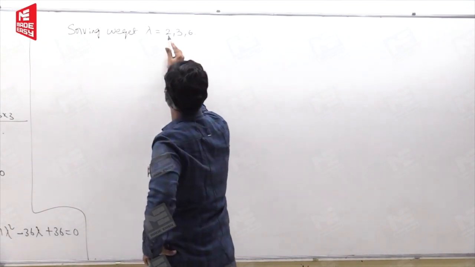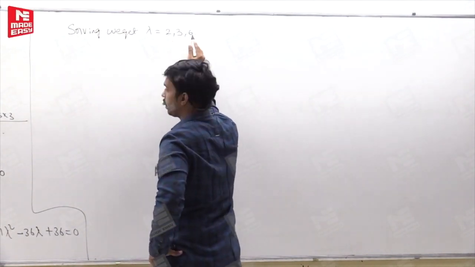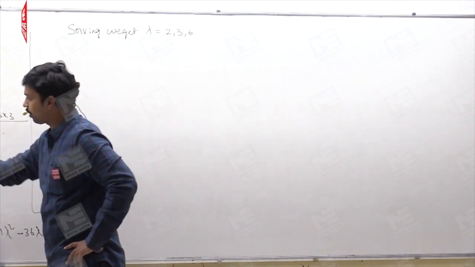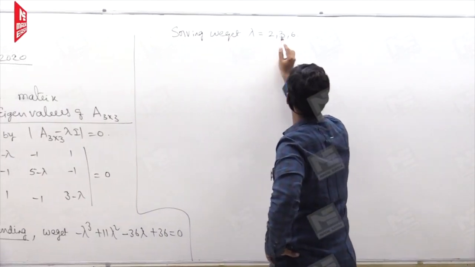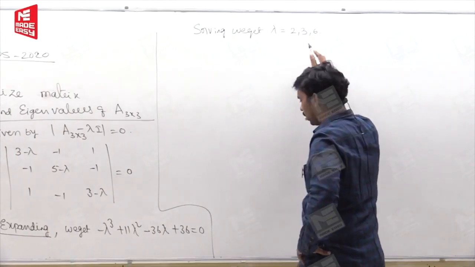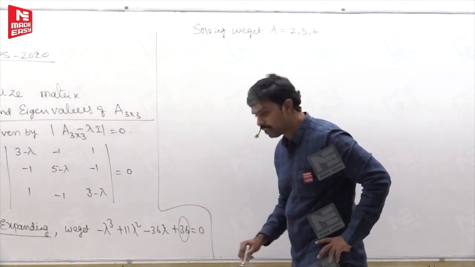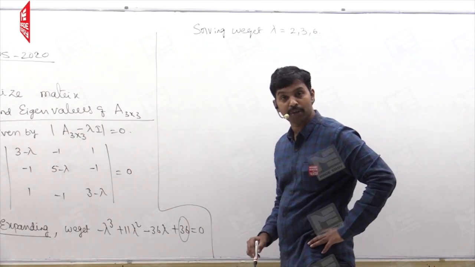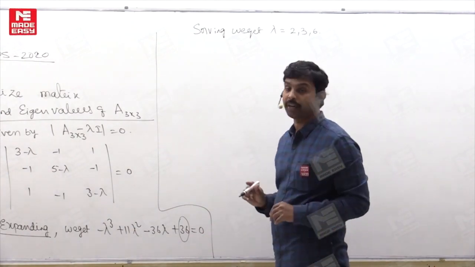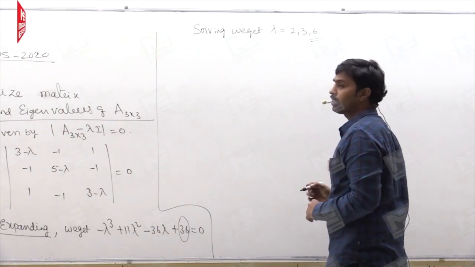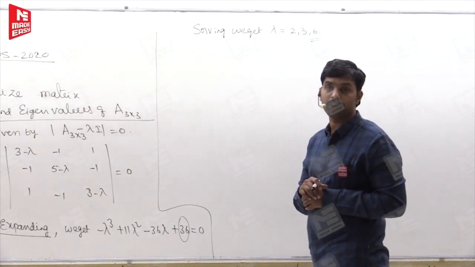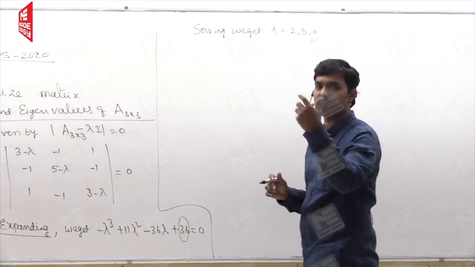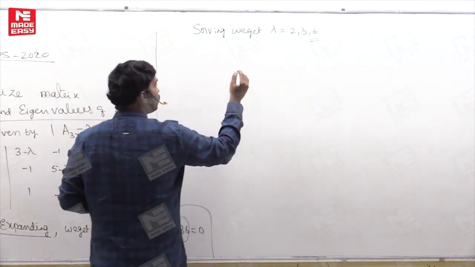Now add these three: 2 plus 3 is 5, plus 6 is 11. So its trace is 11, right? Yes. And the multiplication, 2 into 3 into 6, is 36. The constant term of the characteristic polynomial, which is the determinant of the matrix, is also 36, satisfying here. So this is 2, 3, 6. This is how you should always check your answers, to reconfirm whether what you got is right or not. Anyway, lambda is equal to 2, 3, 6 here.